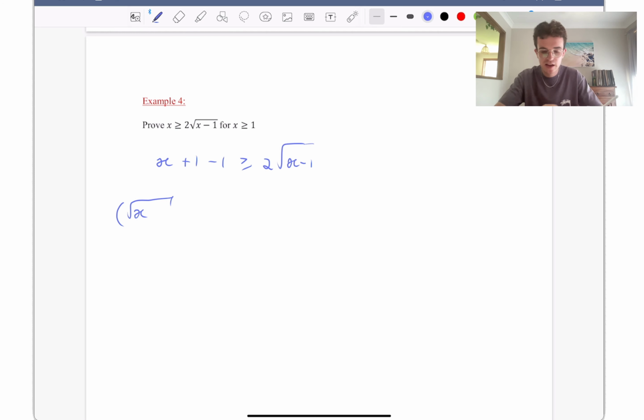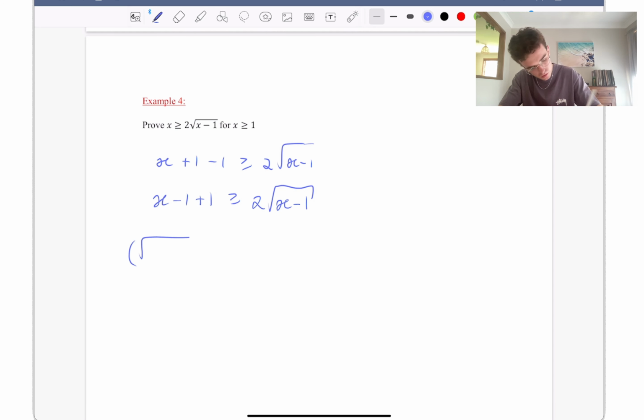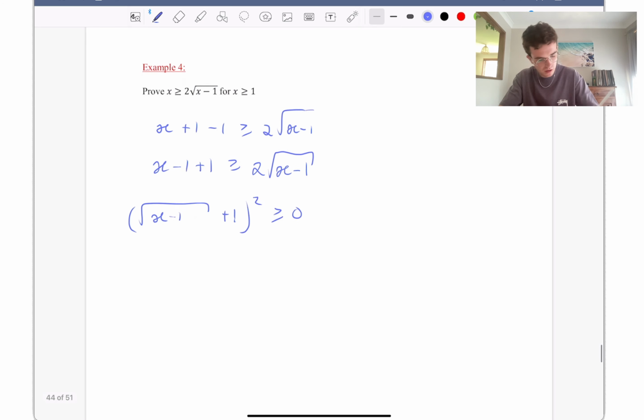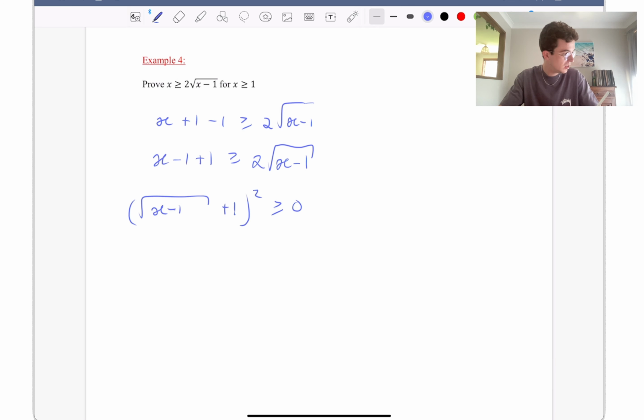So actually, and then again, that's going to be a problem because we can't square root minus 1. So what we might do, we could write it as x minus 1 plus 1, 2 root x minus 1, and then we could do it. Root x minus 1 plus 1 squared, and we know that's greater than 0. If we expand that, we're going to get x minus 1.